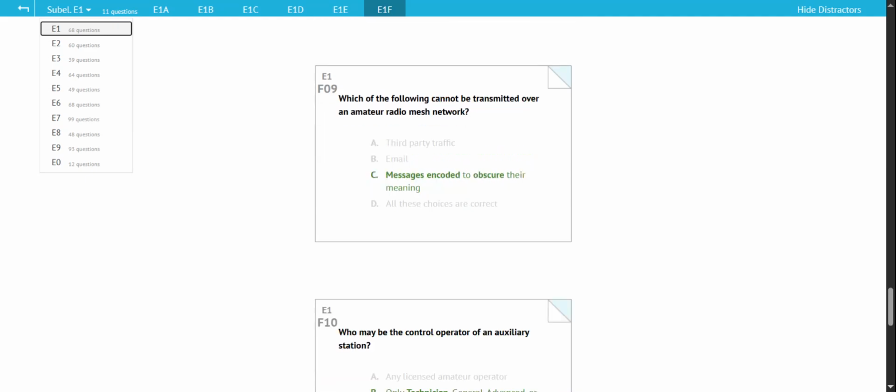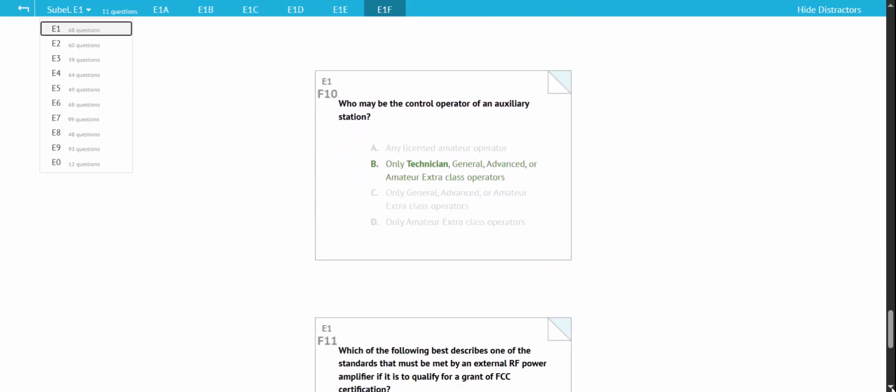Question Echo 1 Foxtrot 09. Which of the following cannot be transmitted over an amateur radio mesh network? The answer is messages encoded to obscure their meaning. Question Echo 1 Foxtrot 10. Who may be the control operator of an auxiliary station? The answer is only technician, general, advanced, or amateur extra class operators.